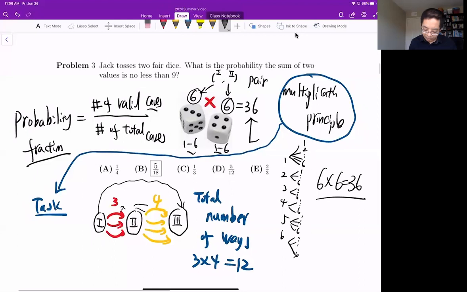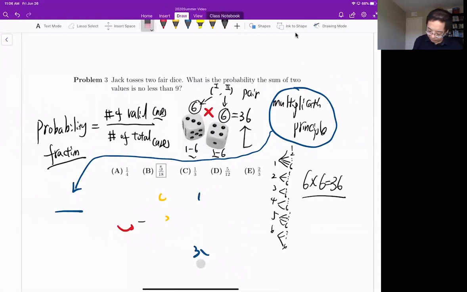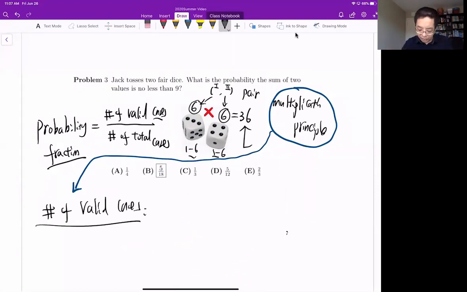Now, I'm going to erase that and move on to figure out the valid cases. So let me erase this multiplication principle. All right. Okay, so now I need to figure out the number of valid cases. Valid cases means, according to this problem, the sum of the 2 values is no less than 9, right? So we can do casework.